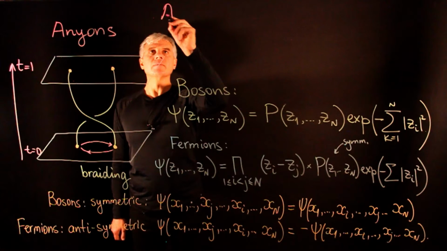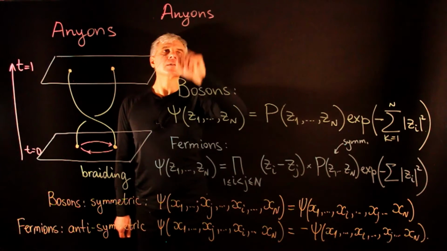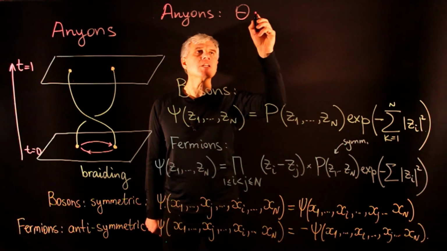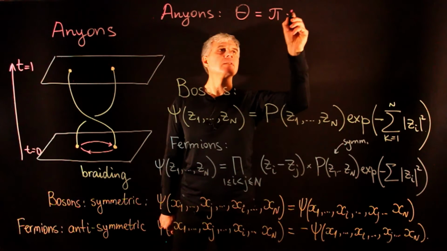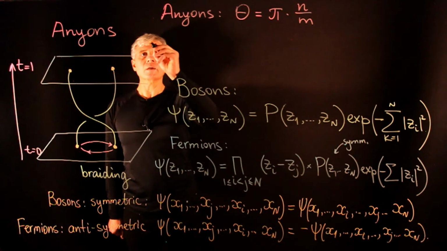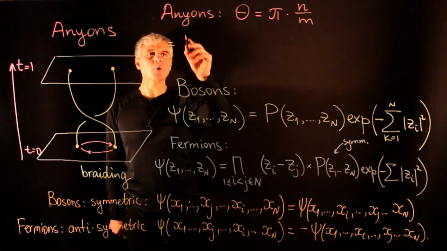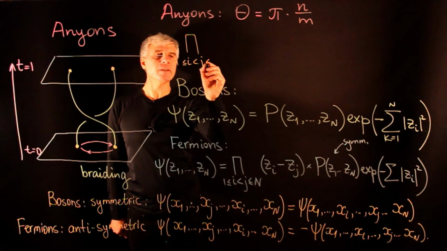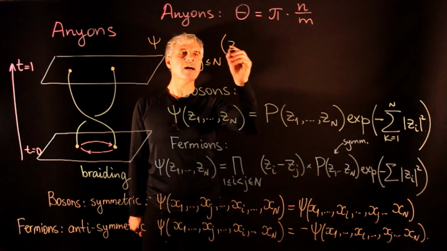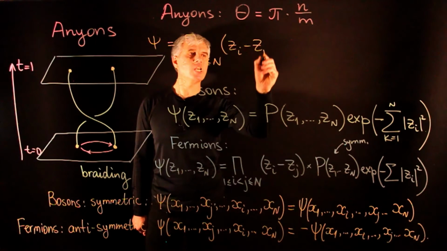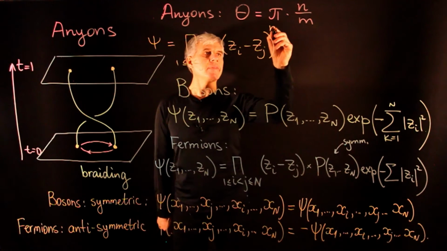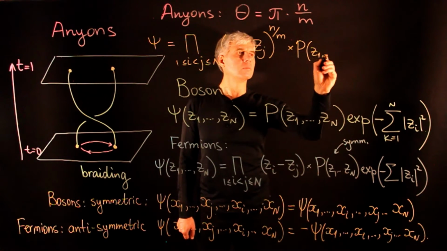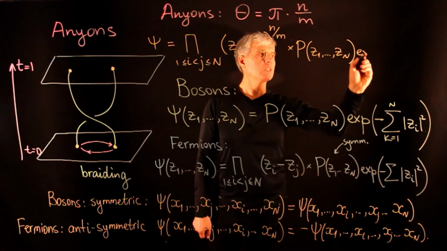For anyons, we can construct wave functions in a similar fashion. If we take theta to be a rational multiple of pi, so pi times n over m, here we will take psi to be the product over i less than j between 1 and n of zi minus zj to the power n over m, times the symmetric polynomial, times the exponential.